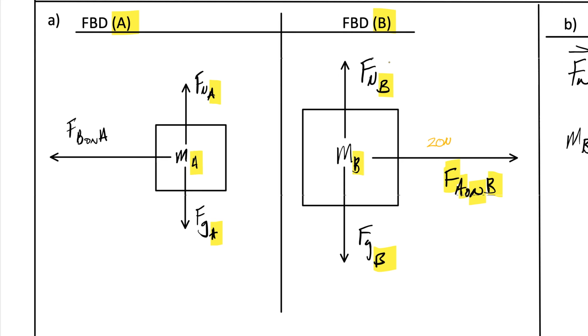And if you notice, all of the subscripts are in reference to student B. So this is the normal force acting on B. This is the mass of B, the force of gravity of B, and the force of A on B. It's always with respect to student B.